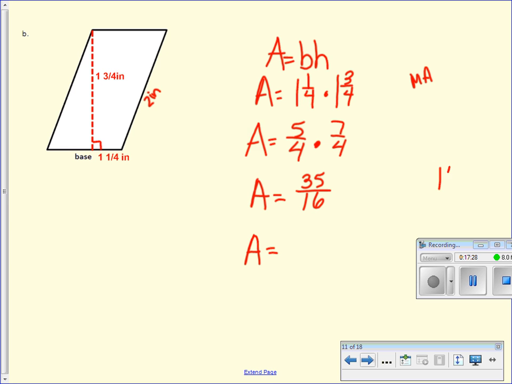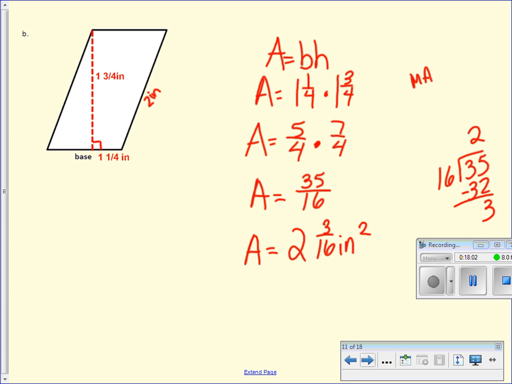I'm going to go to my messy margin and divide, because I know my fraction bar means to divide. 16 goes into 35 twice with 3 left over. So 2 with 3 left over, my denominator stays the same. Can 3/16 be reduced? No, thank goodness. But I have to label it inches squared. Now we're done.